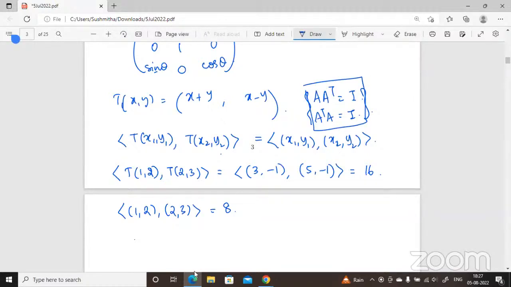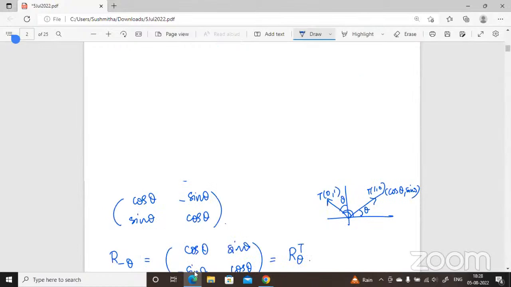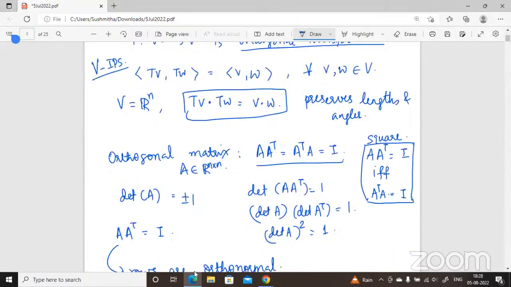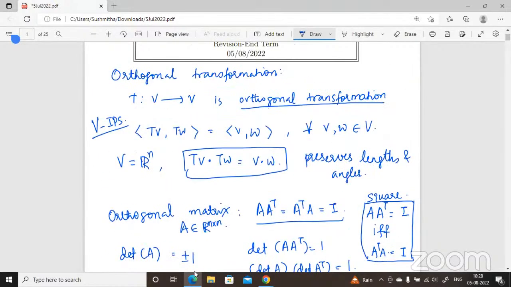Ma'am, is it sufficient to just check what we've just done for checking whether it's an orthogonal transformation? No, here we are saying it is not an orthogonal transformation. Yeah, to show that, this is sufficient. To show it is not, you just need to give one counter example. Because if it is an orthogonal transformation, this should be true for all vectors. Even for one set of vectors, if this is not true, then it is not an orthogonal transformation.